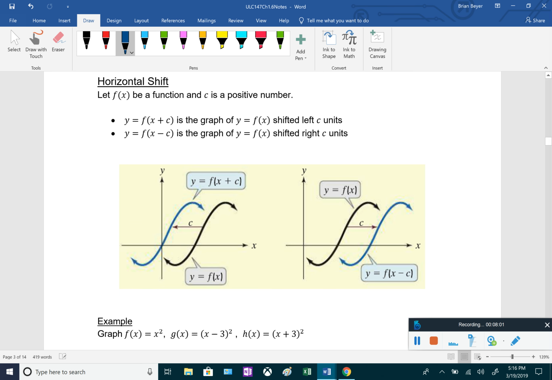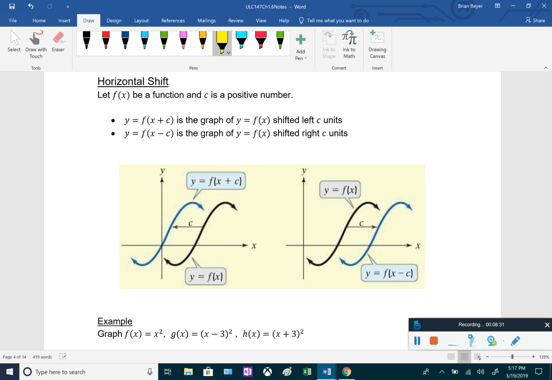Next, the horizontal shift. Once again, let's say that f of x is a function and c is a positive number. This time, when things are done with the horizontal shift, they're done on the x value, which should make sense because the x values are on the horizontal axis. When things are done to the y values, or the function values, they're done vertically, which should make sense because the y-axis is the vertical axis.